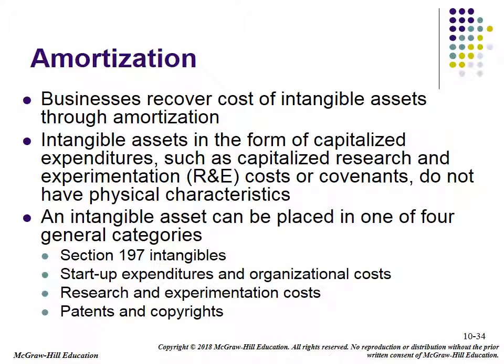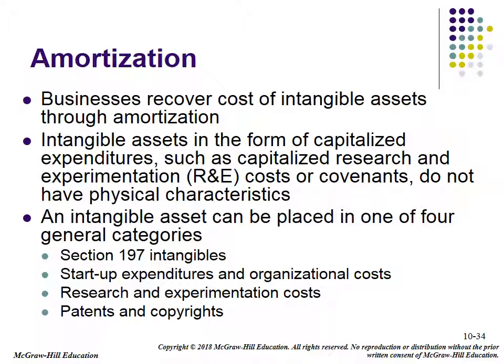The next area covers intangible assets and their expensing, and we call that amortization. Businesses can expense or recover the cost of intangible assets through this amortization, which is just the expensing of intangible assets. Intangible assets in the form of capitalized expenditures, such as capitalized research and experimentation or covenants, do not have physical characteristics, patents, copyrights, trademarks, etc. An intangible asset can be placed in one of four general categories.